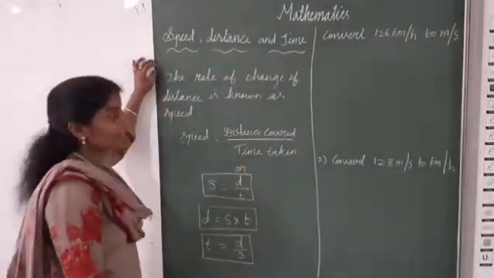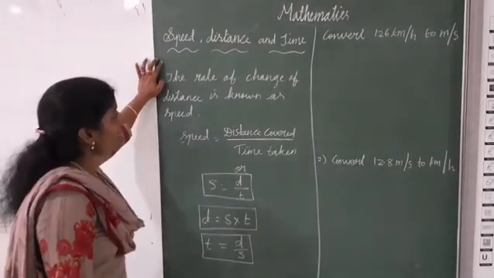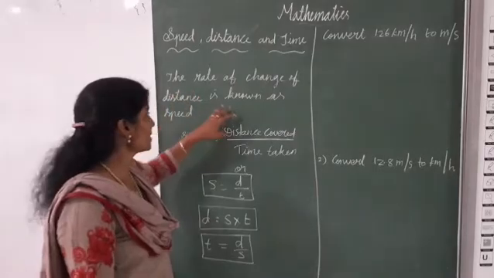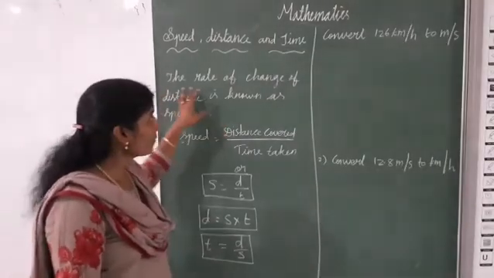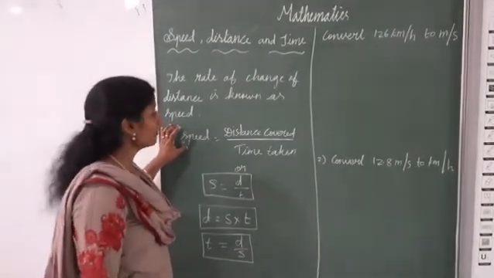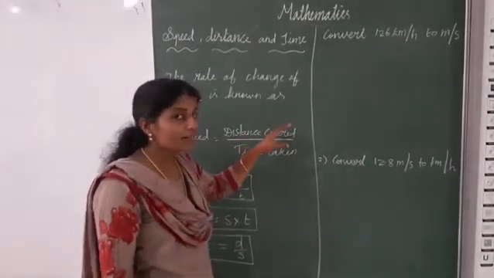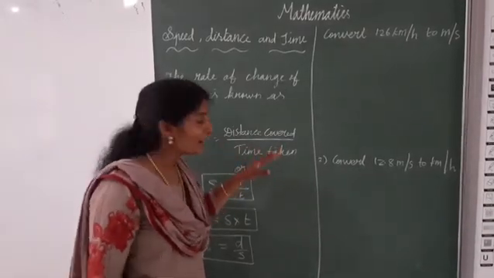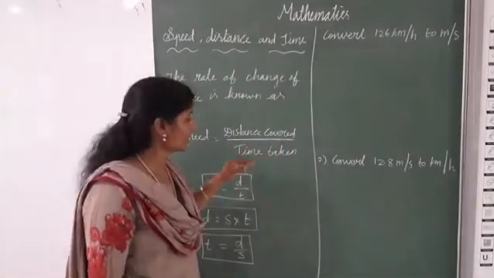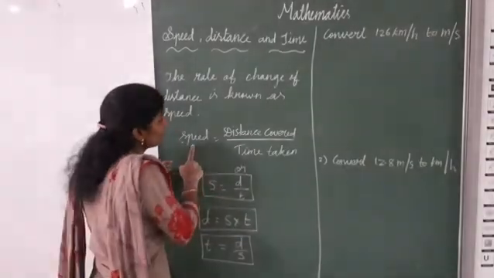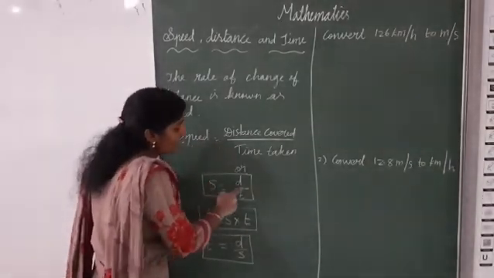Speed, distance and time. What is speed? The rate of change of distance is known as speed. What's the formula for speed? Distance covered divided by time taken. Now we can write it in short form: S equal to D by T.